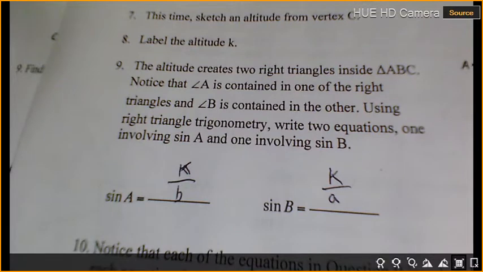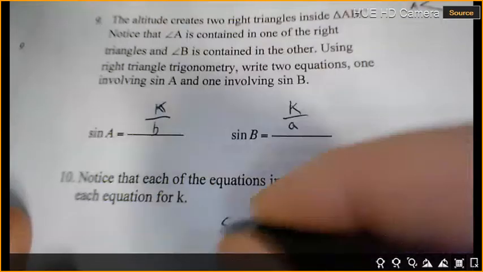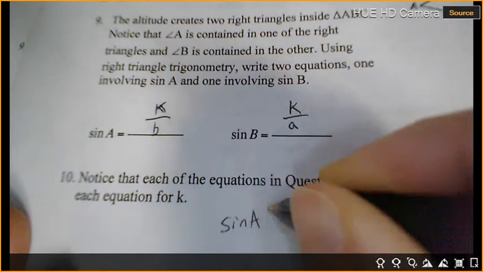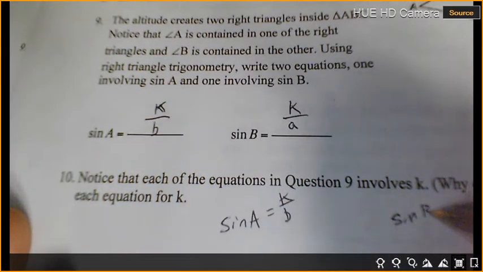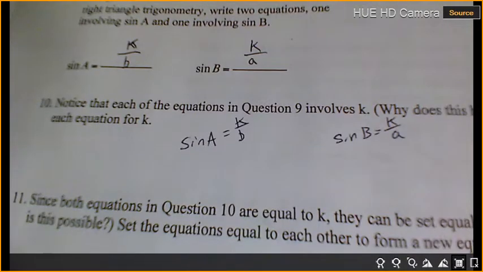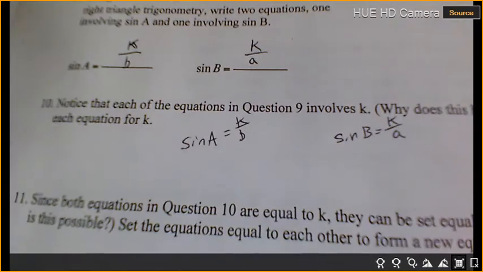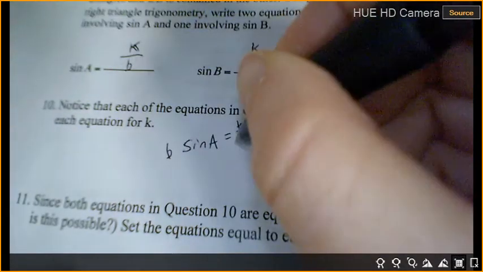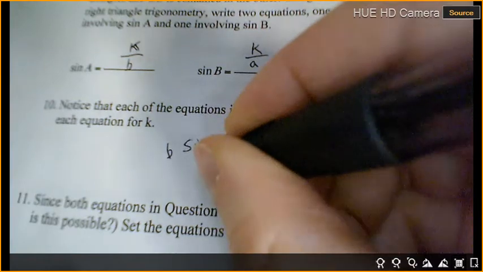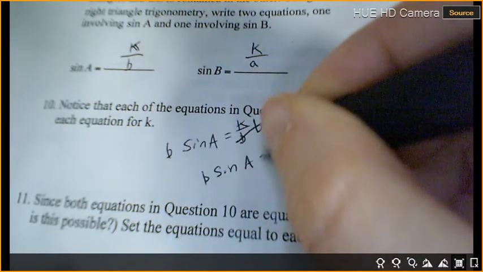Okay, we're going to solve them for K again, just like we did on the other side. Sine of A equals K over B, and sine of B equals K over A. How do I get the B to the other side again? It's being divided, so I'm going to... What's the opposite of multiplication, guys? Division. What's the opposite of division? Oh, there we go. So we'll multiply B on both sides. So little b sine A equals K.